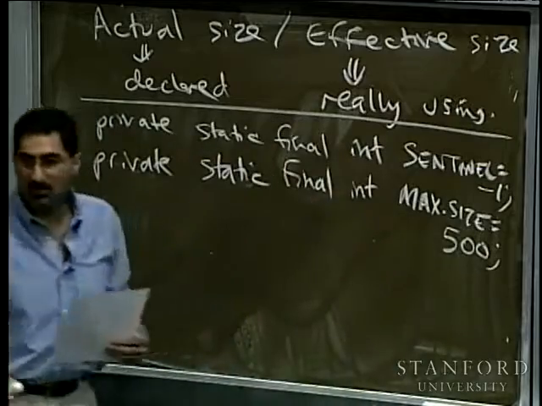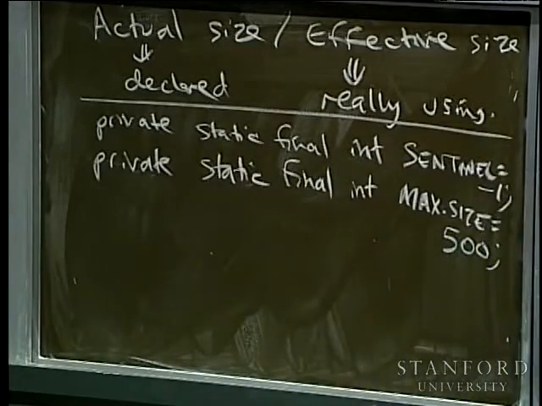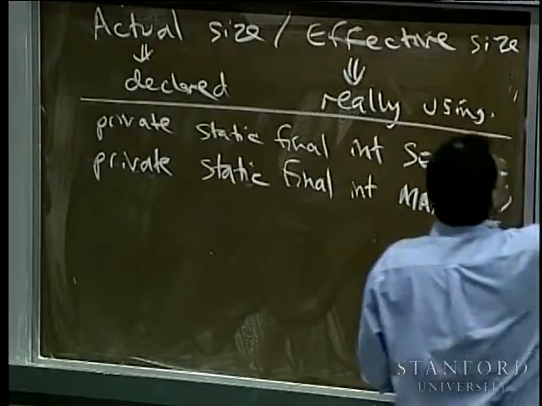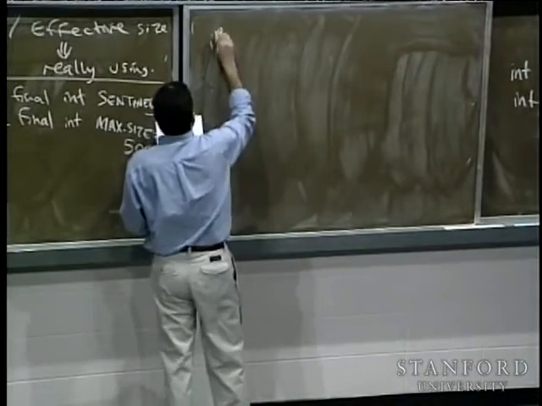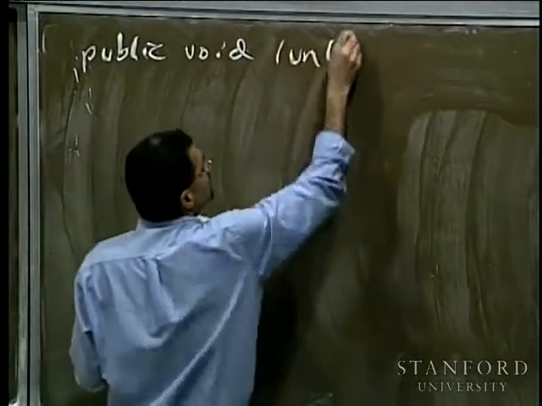So I know I'm going to have at most 500 scores that I'm going to store. And so when I'm going to create my array, I'm going to create an array whose size is max size, and then keep track of how many elements I'm actually using. So in my program, let me put this in public void run.